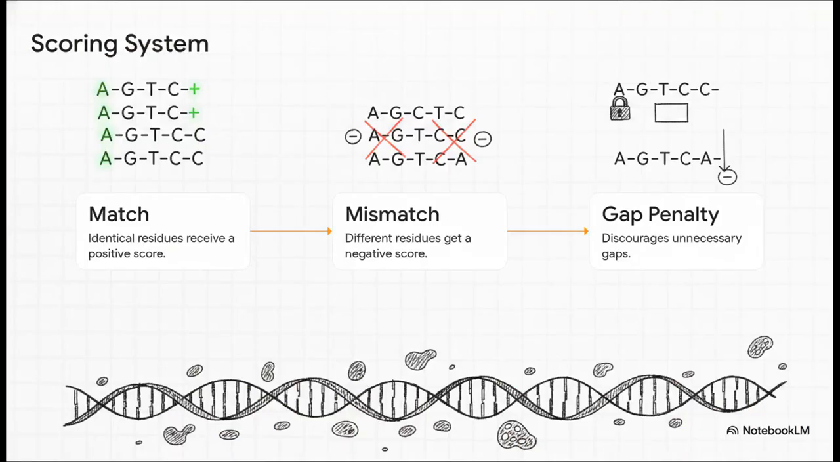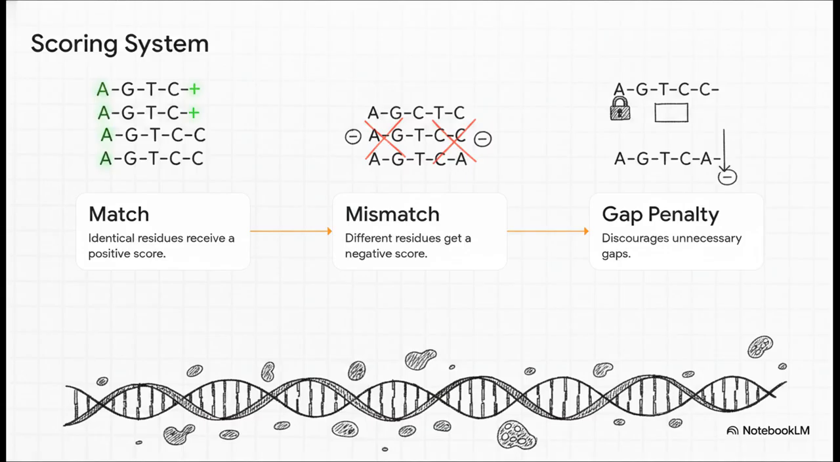These algorithms aren't just taking wild guesses. They're playing a highly mathematical, points-based game to evaluate similarity. Step 1 is the match. Finding identical residues gets you a positive score. Step 2 is the mismatch. When the characters are different, it implies a potential mutation, so you get slapped with a negative score.